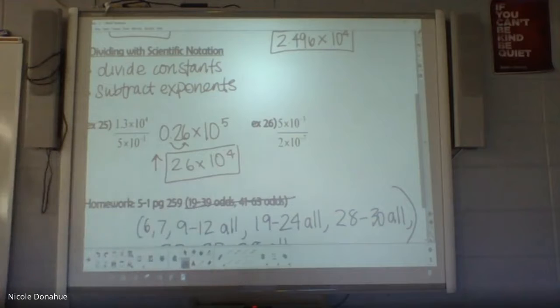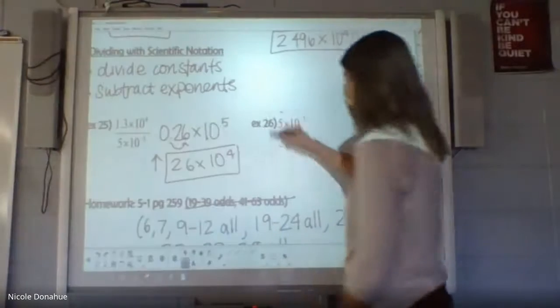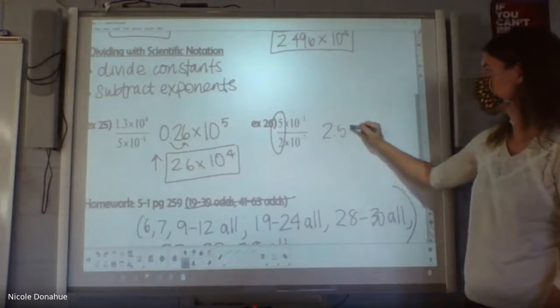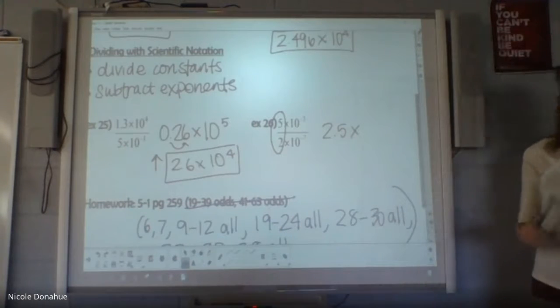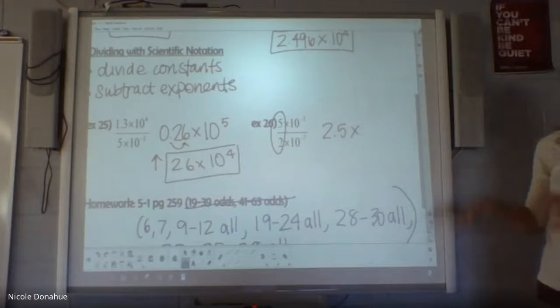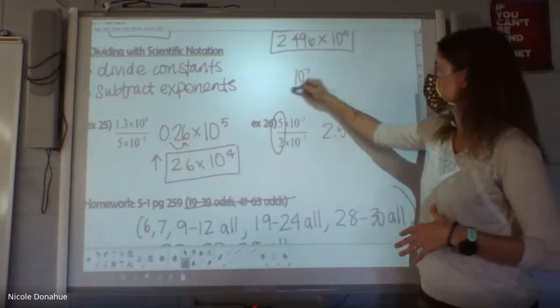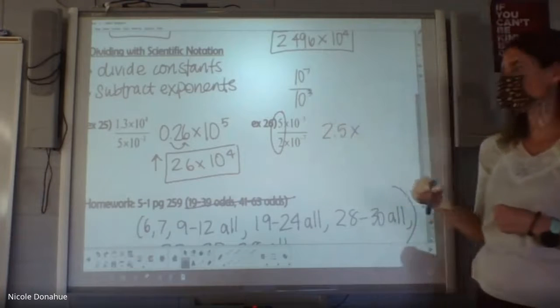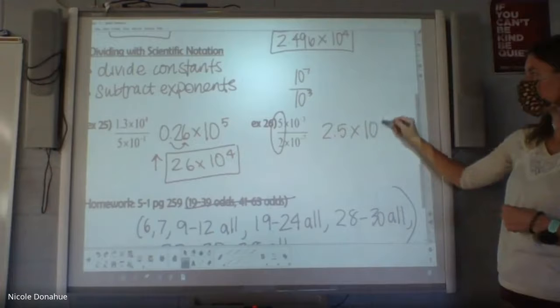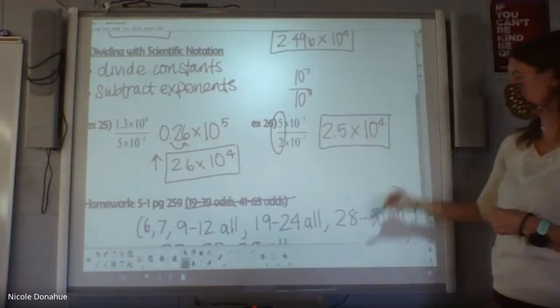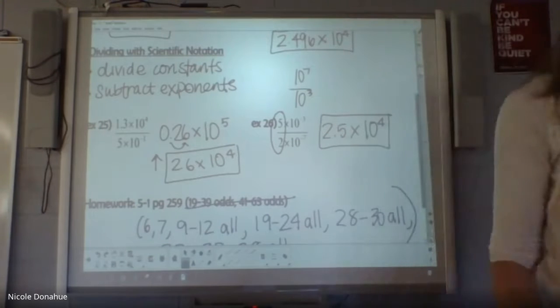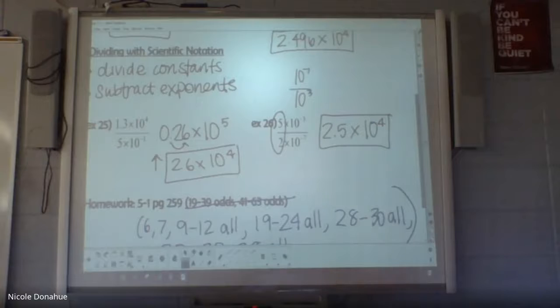Okay. Then finally, divide 5 by 2, you get 2.5. And then these, negative 3 minus the negative 7, or you can think about flipping. Like 10 to the 7 over 10 to the 3. So it would be 10 to the 4. And that one's fine.